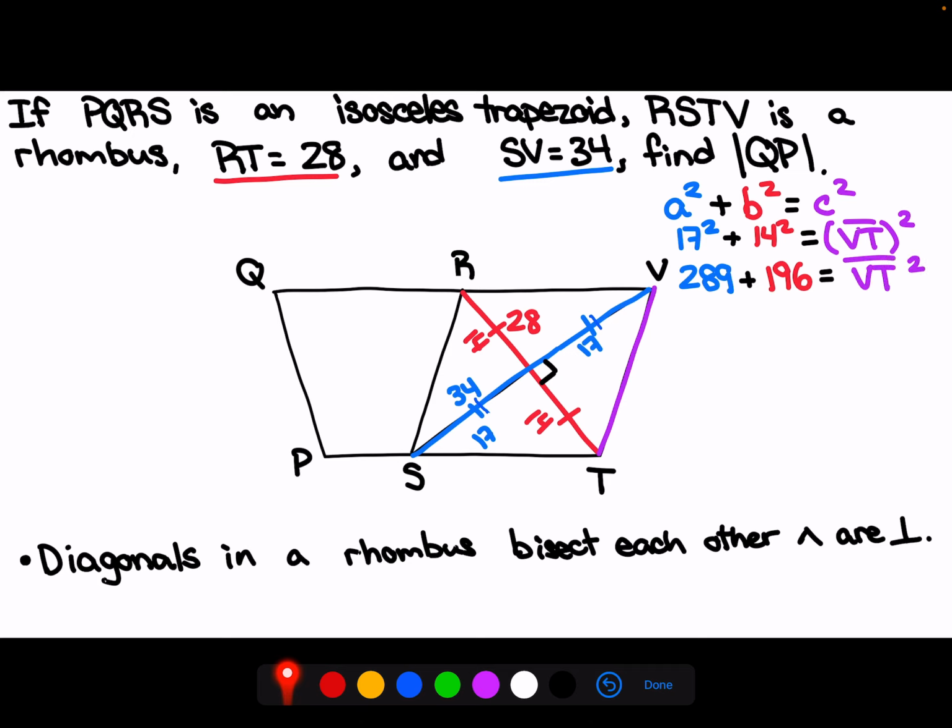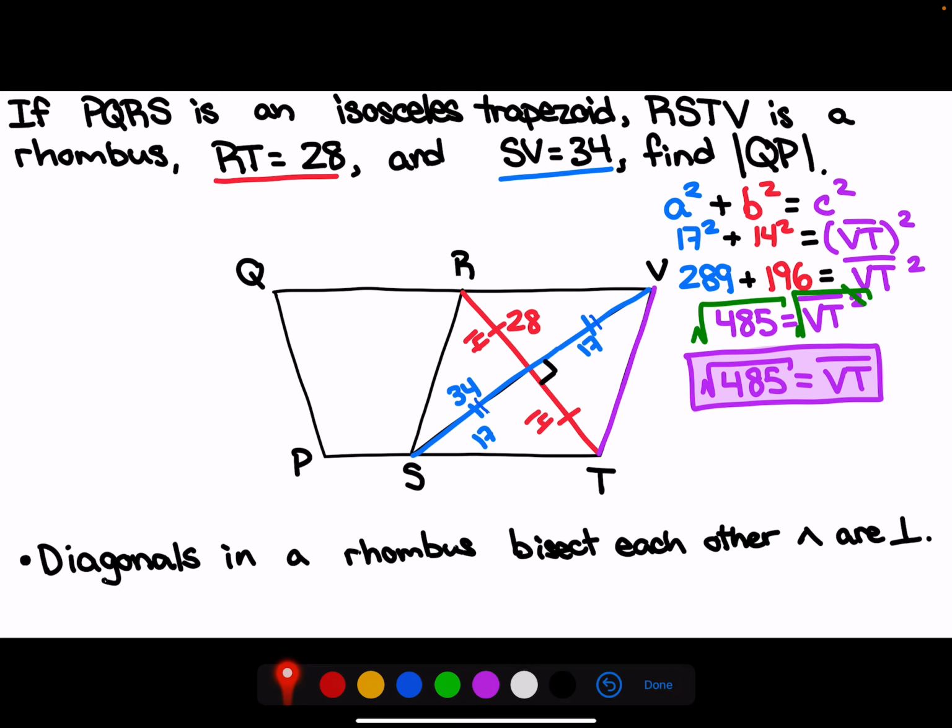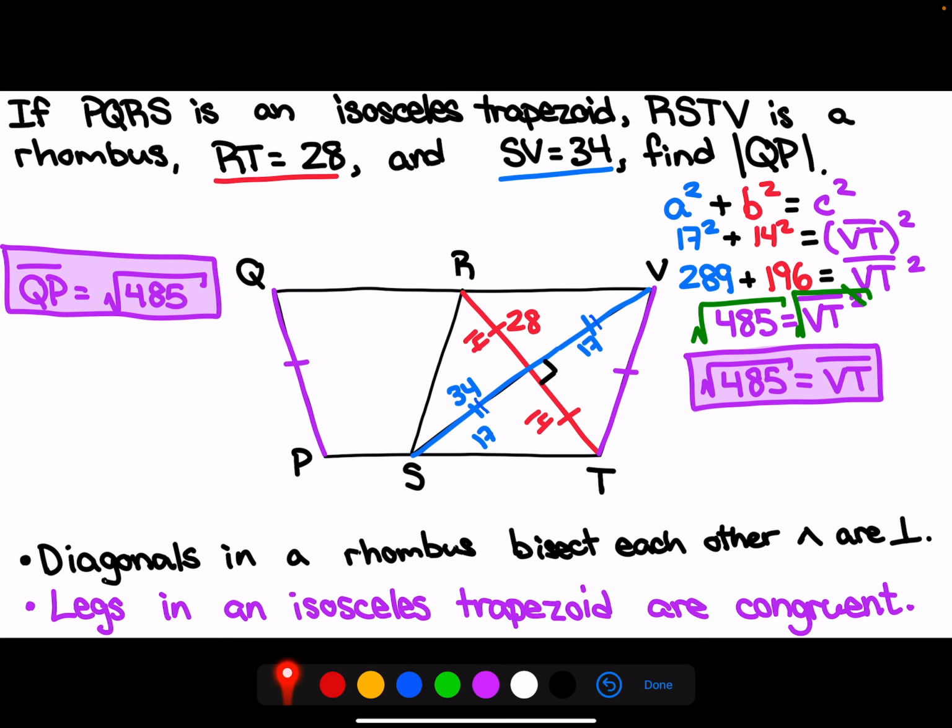Combining those two together, we get 485 equals VT squared. Take the square root of both sides, we get VT is equal to the square root of 485, and that is our length of VT. Now, since this is a rhombus, all sides are radical 485. So RS is also radical 485. And since we have an isosceles trapezoid, we know that the legs are congruent. So RS, VT, and QP all are length radical 485.